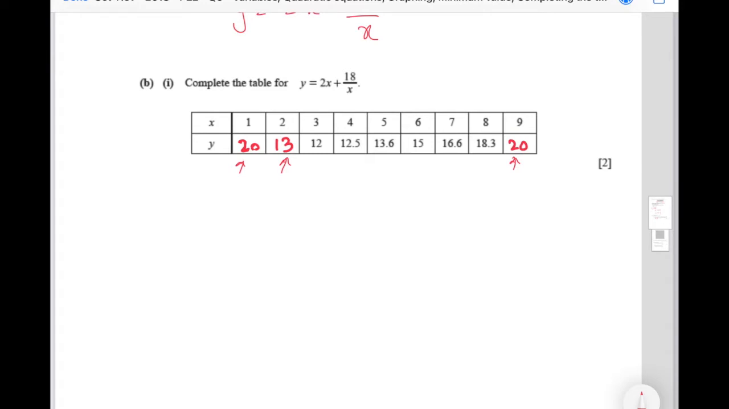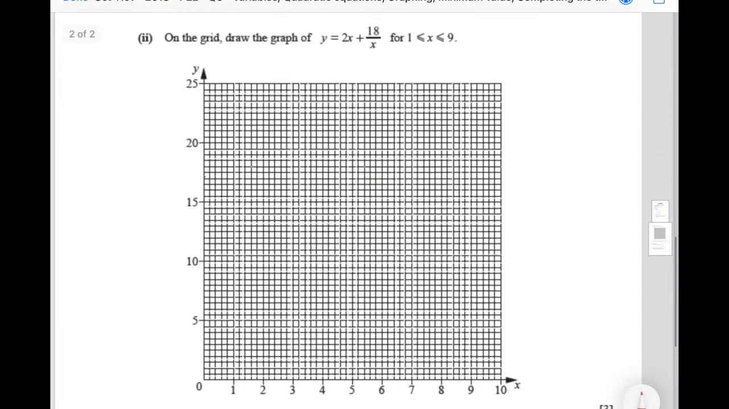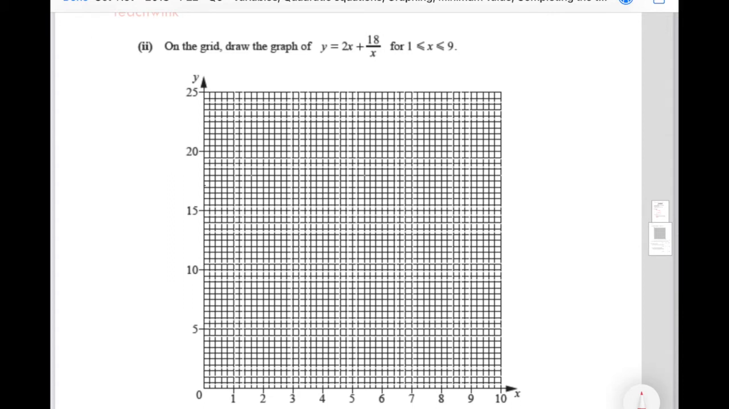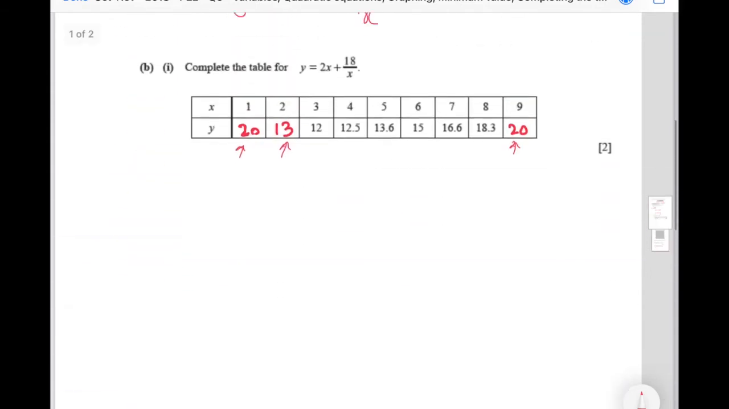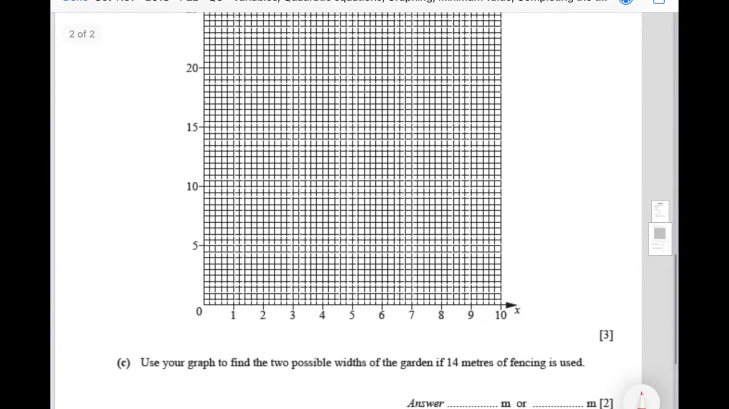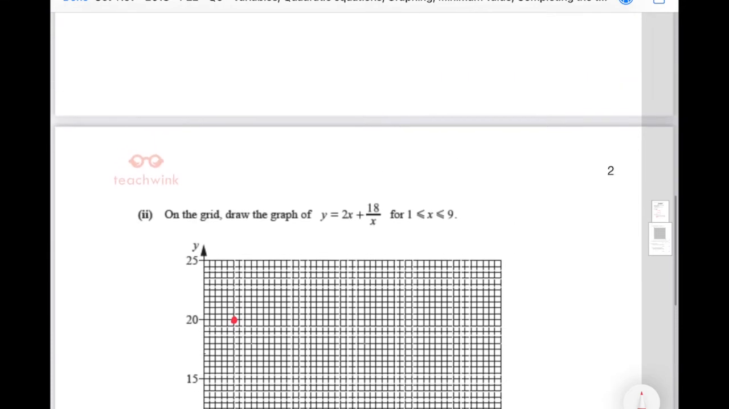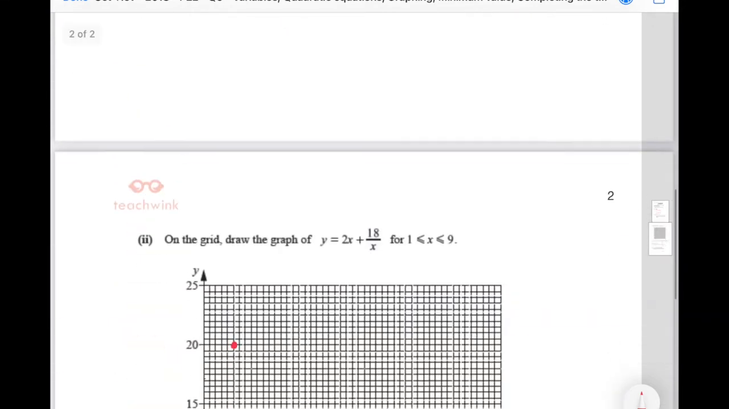Let's do the next part. On the grid, draw the graph of y equal to 2x plus 18 over x for the values of x, 1 is less than or equal to x, which is less than or equal to 9. So let's plot these values first. So the first value is of course going to be 1 and 20. Where is it going to be? It is going to be right here. The next value is going to be 2 and 13.